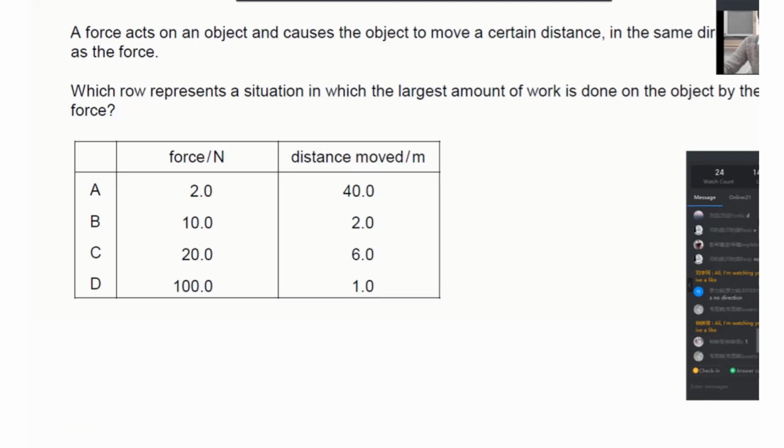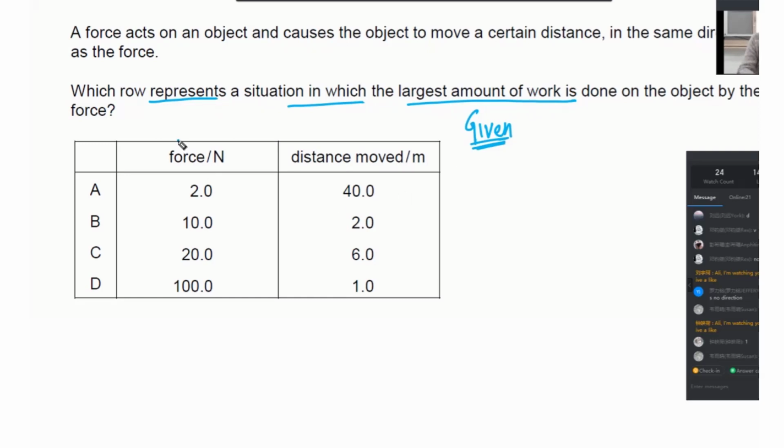Okay, here is one very nice question. So please read this one first of all. It's not very difficult, but a very nice question to understand work and power. So please try first by yourself. Start from the first step. Always write down what is given. So you have to start from given. Which row represents the situation in which the largest amount of work is done?